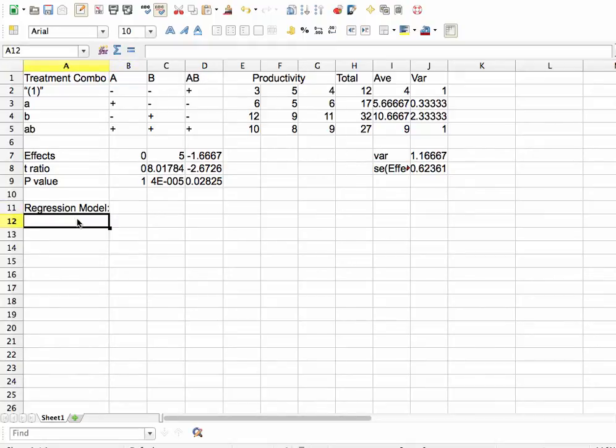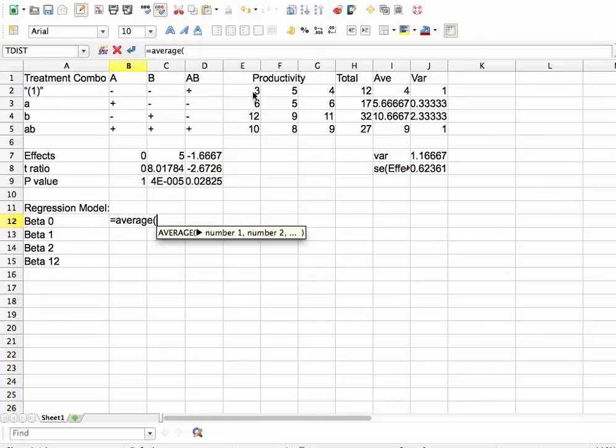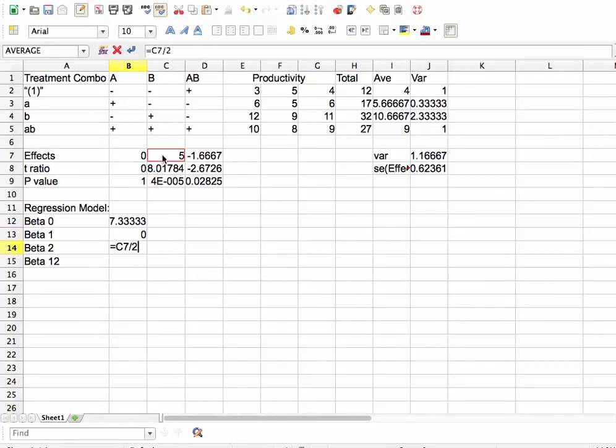Our regression model needs to have four coefficients: beta 0, beta 1, beta 2, and beta 1,2. Beta 0 is just the average of all of our data values. Beta 1 is the effect for A divided by 2. Beta 2 is the effect for B divided by 2. And beta 1,2 is the effect for AB divided by 2.